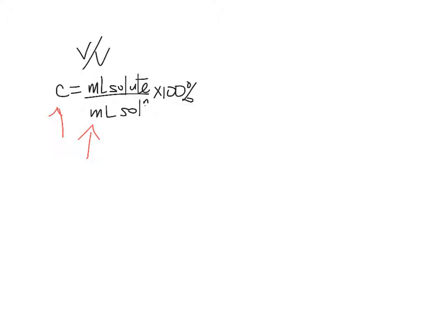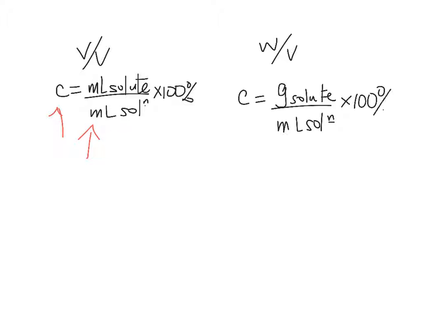If you have a weight by volume percent, then small c is equal to the grams of solute over the milliliters of solution. So if you're given kilograms, you have to convert to grams. So this could be for something where you have solids in a liquid or a semi-liquid state.